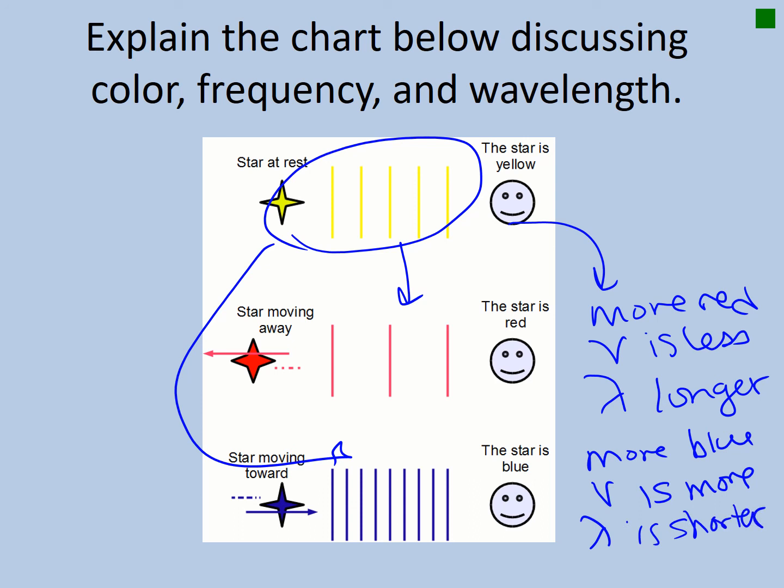All right, hopefully you have a basic understanding of the Doppler shifts as a part of light. Have a great day.